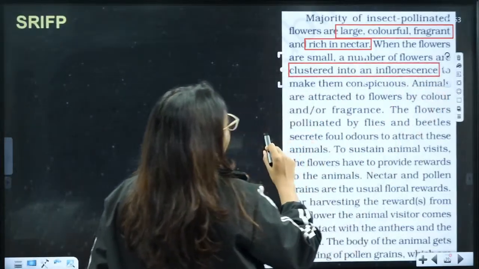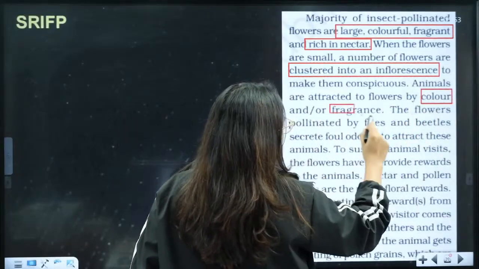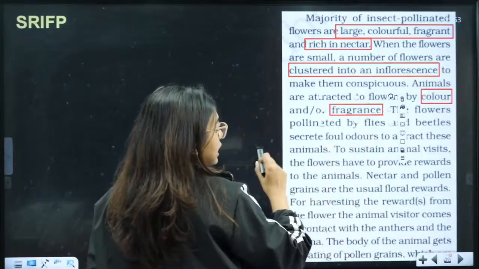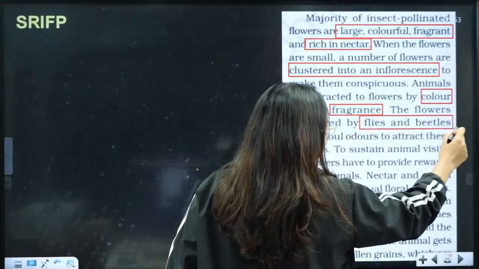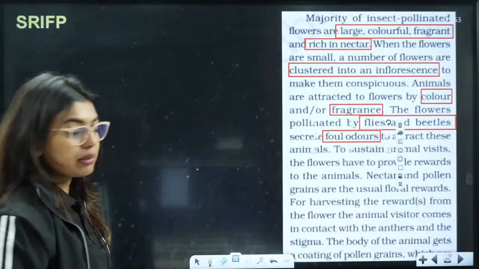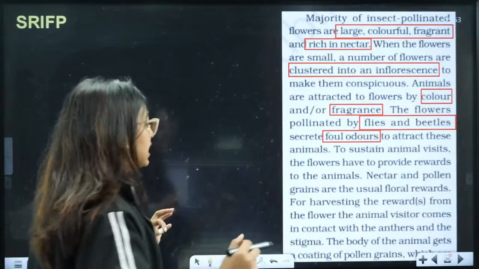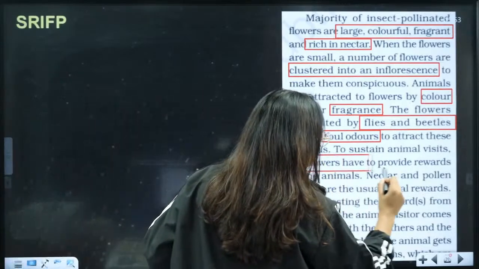Okay. Now, animals are attracted to flowers by color or by fragrance. The flowers pollinated by bees and beetles, didn't I tell you, bees and beetles have foul odor. Okay. To sustain animal visit, that means animals have to come back and visit.